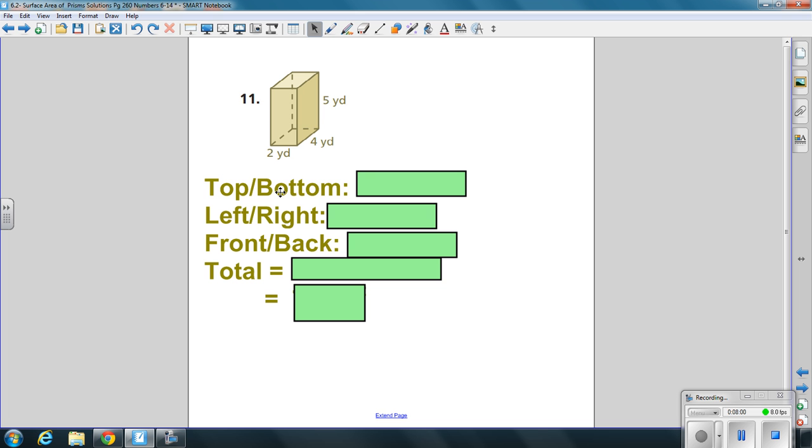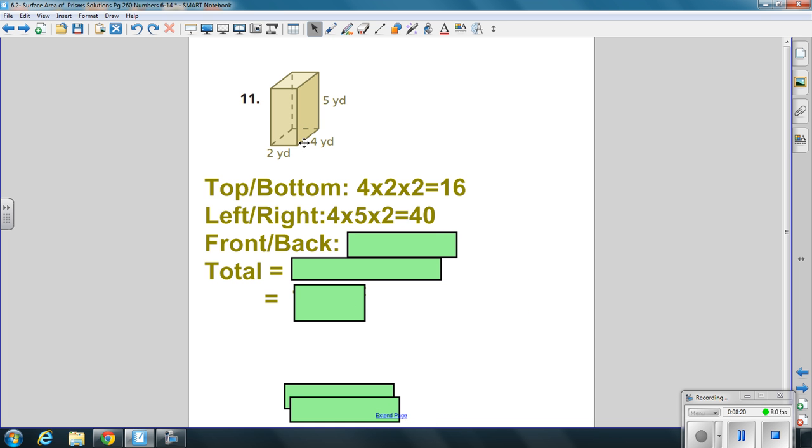Here we have another rectangular prism. It's a little more clear to see. Top and bottom, we have 4 by 2. You can see that from here. This is 4, so that means this line up here is 4. This is 2 because this is 2. So 4 by 2 times 2 gives us 16.